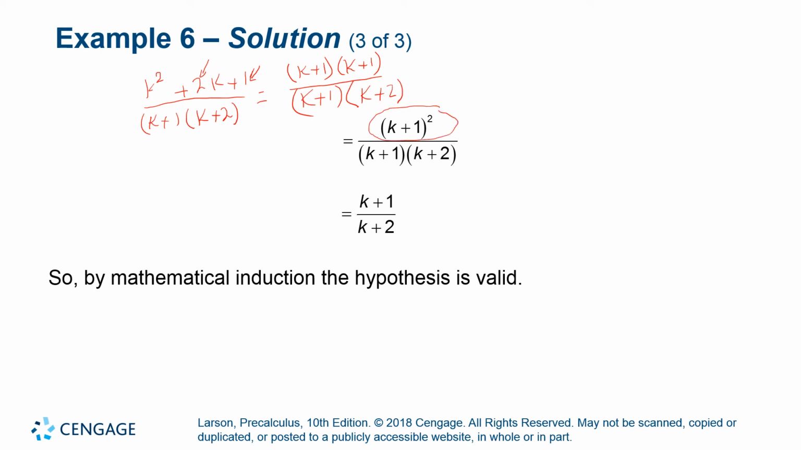I'd rather leave it in this fashion on top, simply because now I can see that we have a k plus 1 and a k plus 1. Both of these cancel out, and the final answer is k plus 1 over k plus 2, which is simply your S of k plus 1. So the proof is done, and based on that, now we can say by mathematical induction the hypothesis is valid, or it's true for all n.